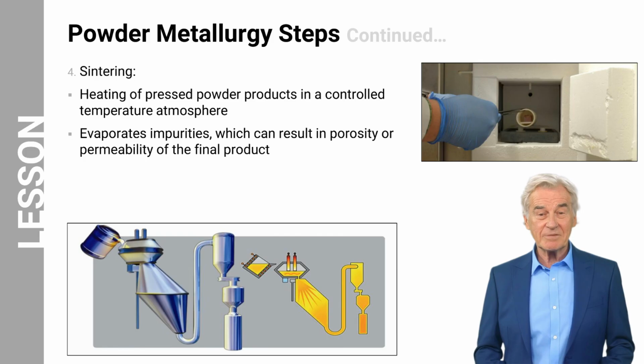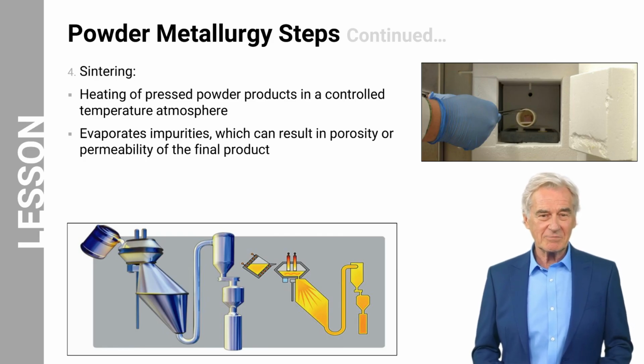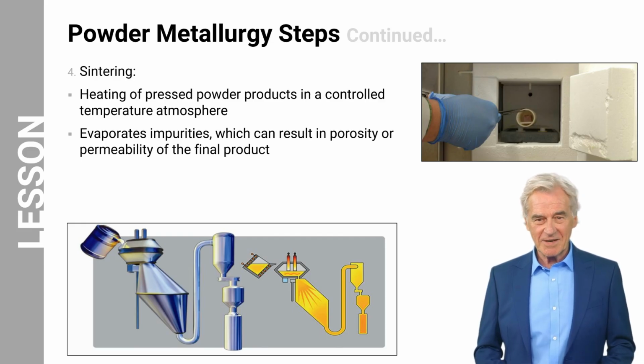After the compacting process is completed, pressed powder products are heated in a controlled temperature atmosphere, and this step is known as sintering. The temperature in the sintering process is controlled so that it does not rise above the melting point of the metal that is being heated. If the product contains impurities, then those impurities are evaporated during this process. This evaporation may result in porosity or permeability of the powdered products.